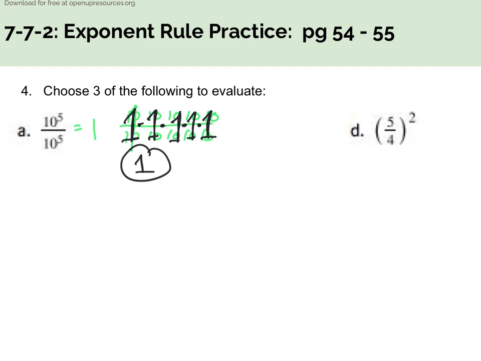Number 2, and remember that evaluate means to find the final answer to. So on number 2, if we go through it, we're going to have 5 times 5 on the top, 4 times 4 on the bottom. 5 times 5 is 25. 4 times 4 is 16. So we can have it as 25 over 16. We can also do it as the mixed fraction. I'm just going to leave it as an improper fraction.